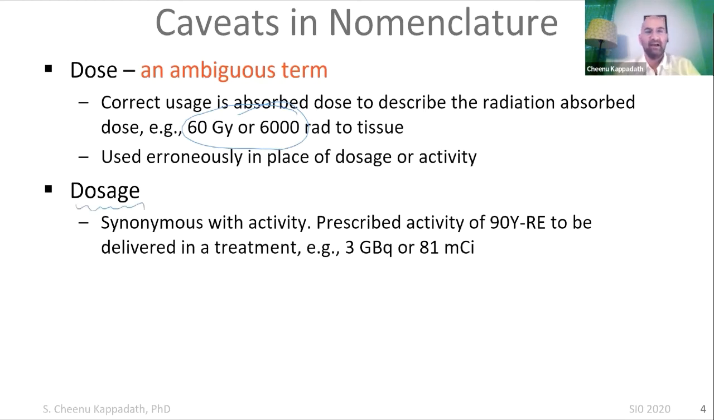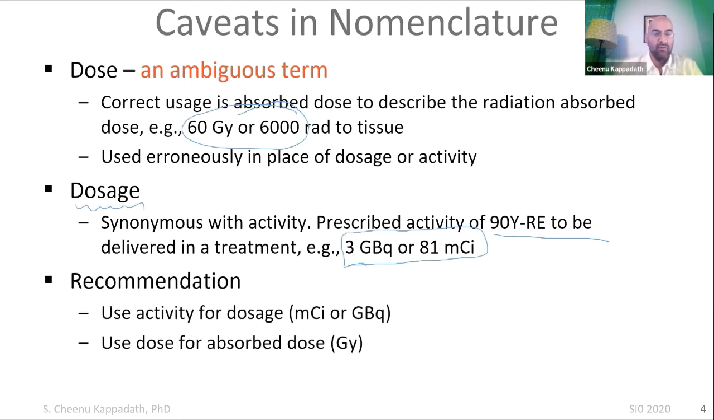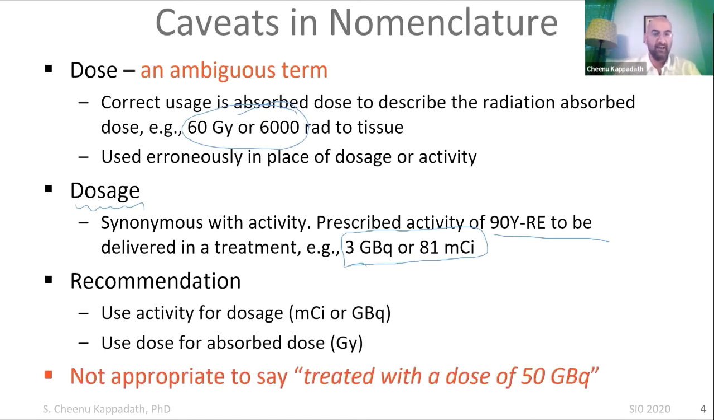So we should say, I'm treating with 3 GBq or 81 millicurie. So my recommendation is we should use activity for dosage, so say, activity of 3 GBq, and dose for absorbed dose, so treating to 100 gray. So what's important to note is that it's not appropriate to say I treat with a dose of 50 GBq. It's a dose of 200 gray or an activity of 50 GBq.